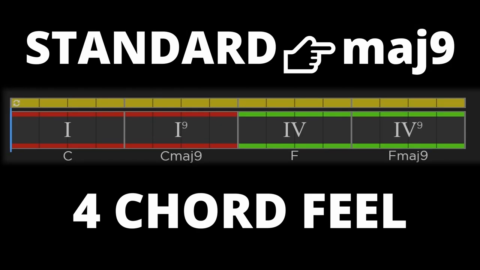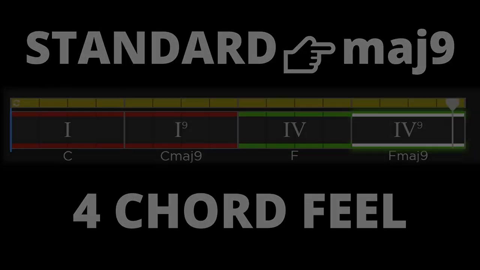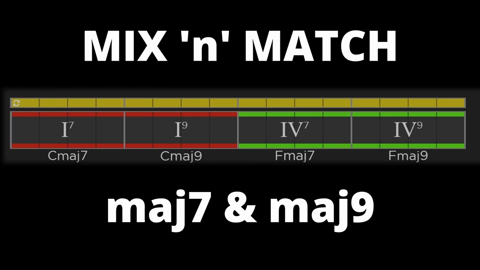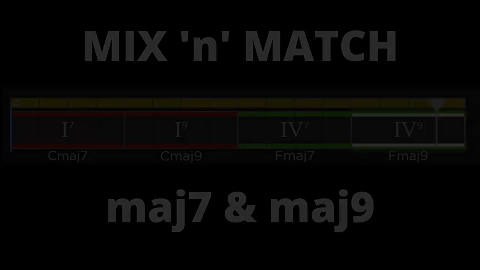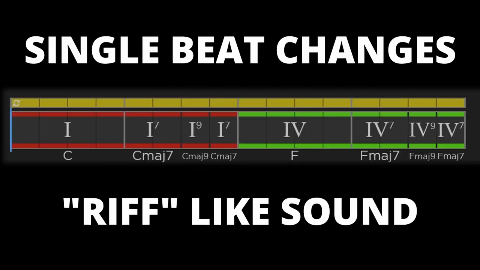Another simple way to use the major ninth chord is to go from the standard major to the major ninth. This gives a feeling of four different chords. We can also experiment with mixing and matching major sevenths and major ninths in a similar fashion. These ideas can create riff-like chord changes, where a single note is added or removed for a beat to create an interesting sound.